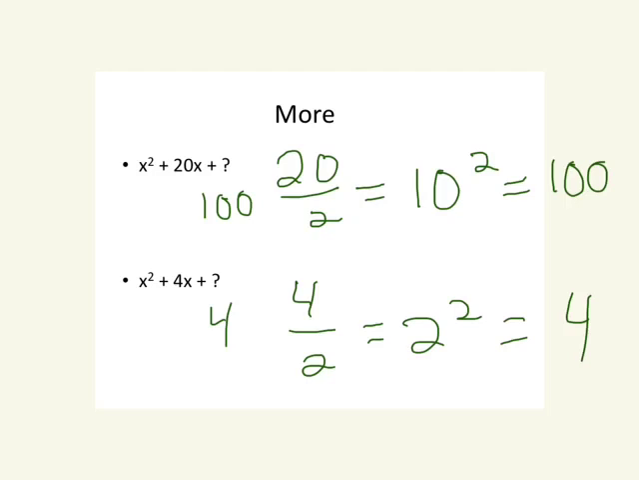Now read the directions carefully on your assignment. It may ask you to go ahead and, after you create the perfect square trinomial, factor it. If you do, they're pretty easy to factor. What adds to 20 and multiplies to 100? 10 and 10. What adds to 4 and multiplies to 4? Once again, pretty easy, 2 and 2.